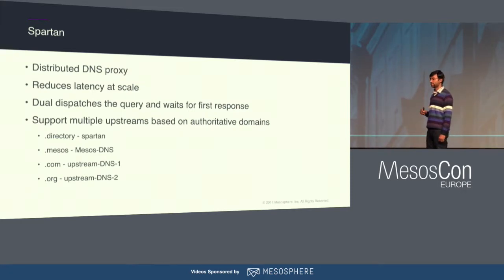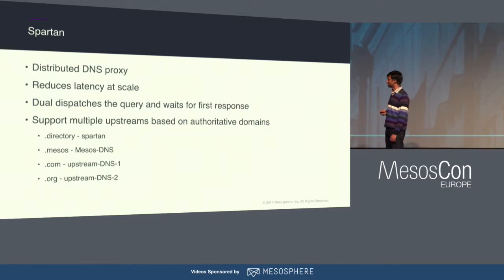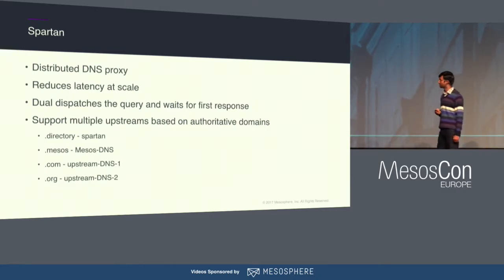And then the second DNS, it will reach the second DNS name server. What Spartan does, it simultaneously sends queries to both name servers so that we don't waste time waiting for one name server to respond. And whosoever responds first, Spartan takes that query response and sends it to the client. So that gives a little bit of speed up in DNS resolution.